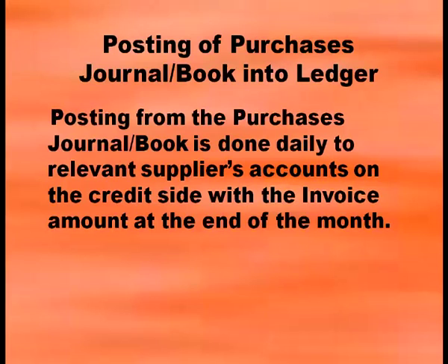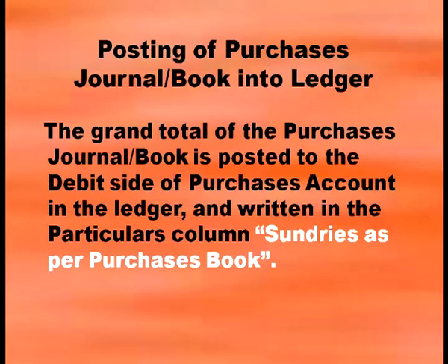Coming to the posting of purchases journal into ledger. Posting from the purchases book is done daily to relevant suppliers' accounts on the credit side with the invoice amount. At the end of the month, the grand total of the purchases book is posted to the debit side of purchases account in the ledger and written in the particulars column sundries as per purchases book. You have studied in the previous question the name of some of suppliers. So, how you will post after writing the entries in the purchases book?